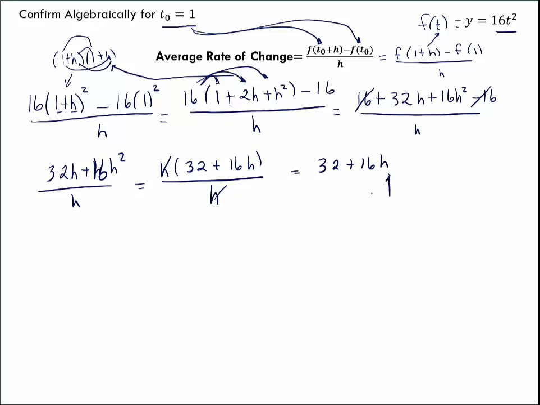Well, remember our h was that error. That was that distance that we wanted to let approach 0. So as h is approaching 0, then this becomes 32 plus 16 times 0, which gives me my 32 feet per second, that limiting value. So this shows us algebraically that what we were doing by plugging in smaller and smaller and smaller values, our limiting value at exactly 1 second is approaching 32 feet per second.